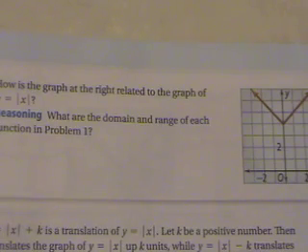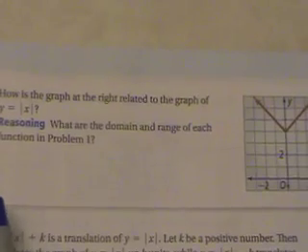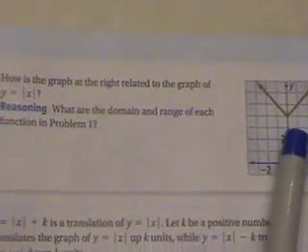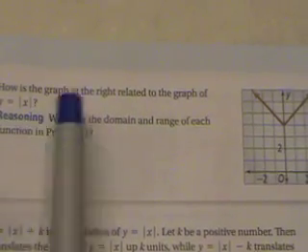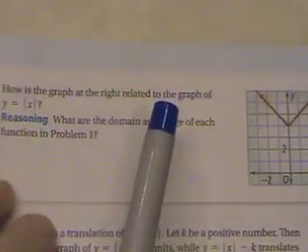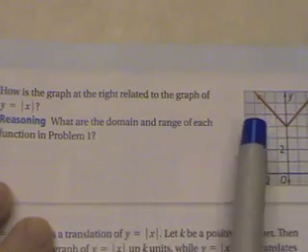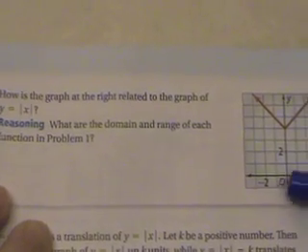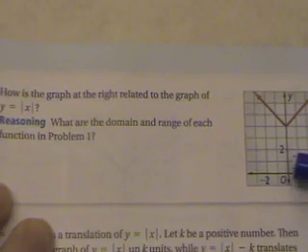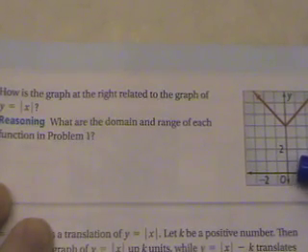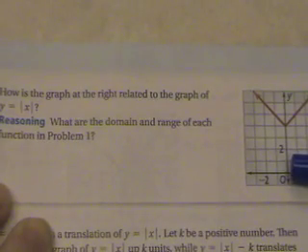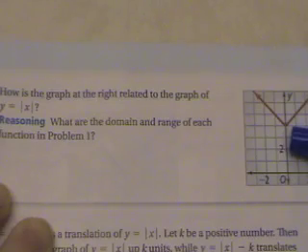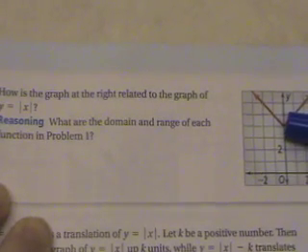So, for Got It number 1, I'm on the top of page 343. How is this graph related to the graph of y is the absolute value of x? Think that through. And then, hopefully, you just figured out, oh, well, it is the graph of y equals the absolute value of x, but it has been translated up 1, 2, 3, 4 units.